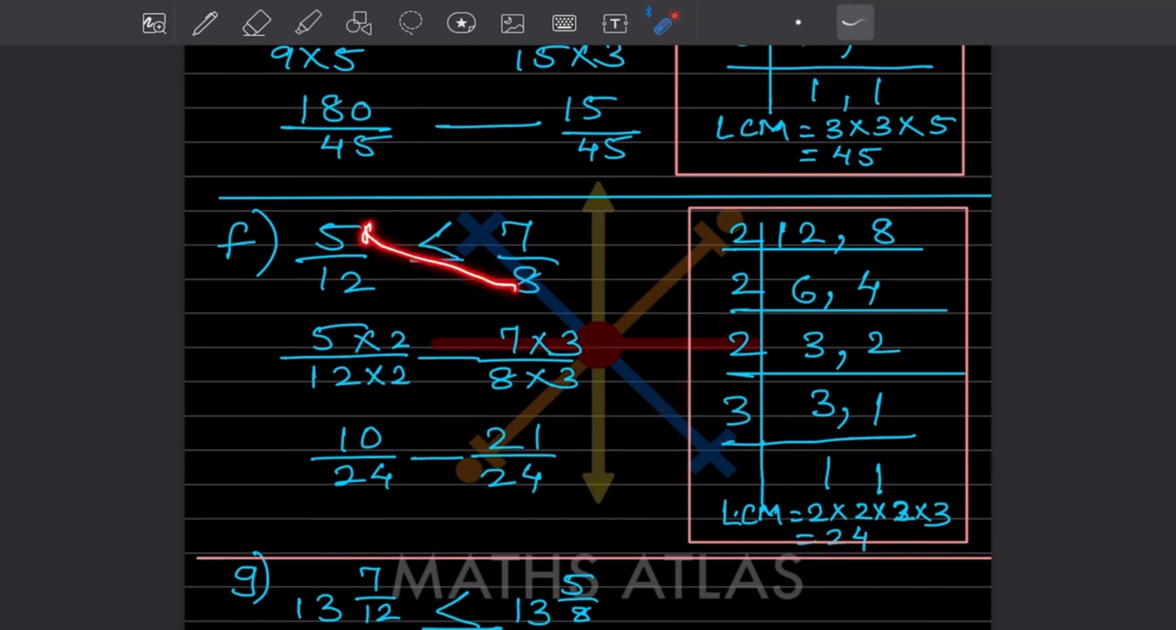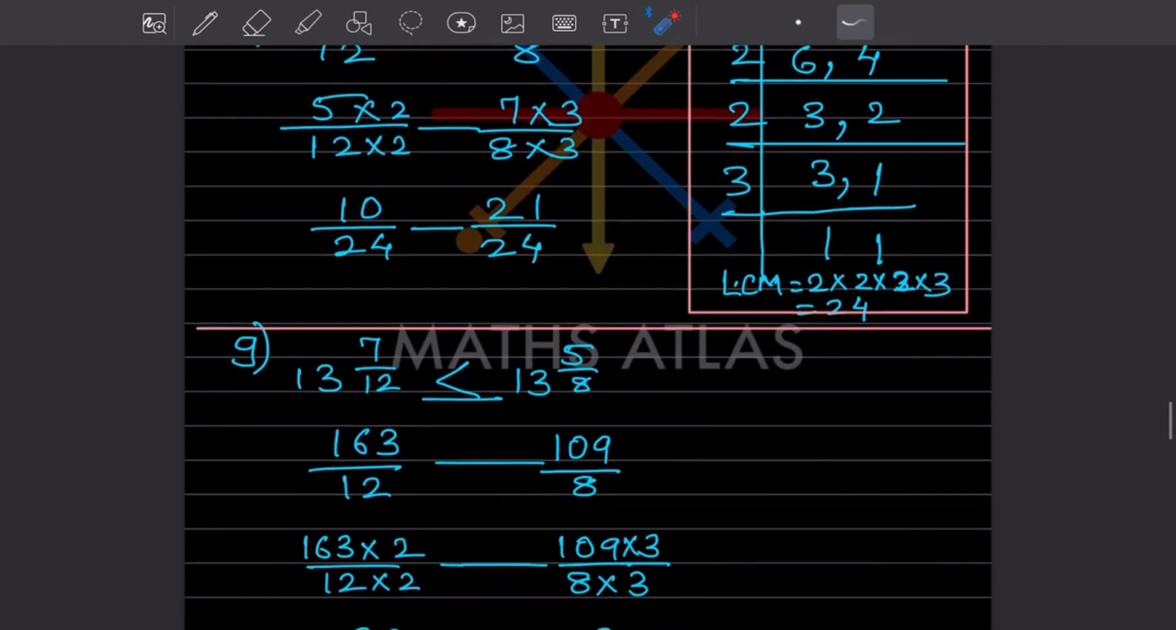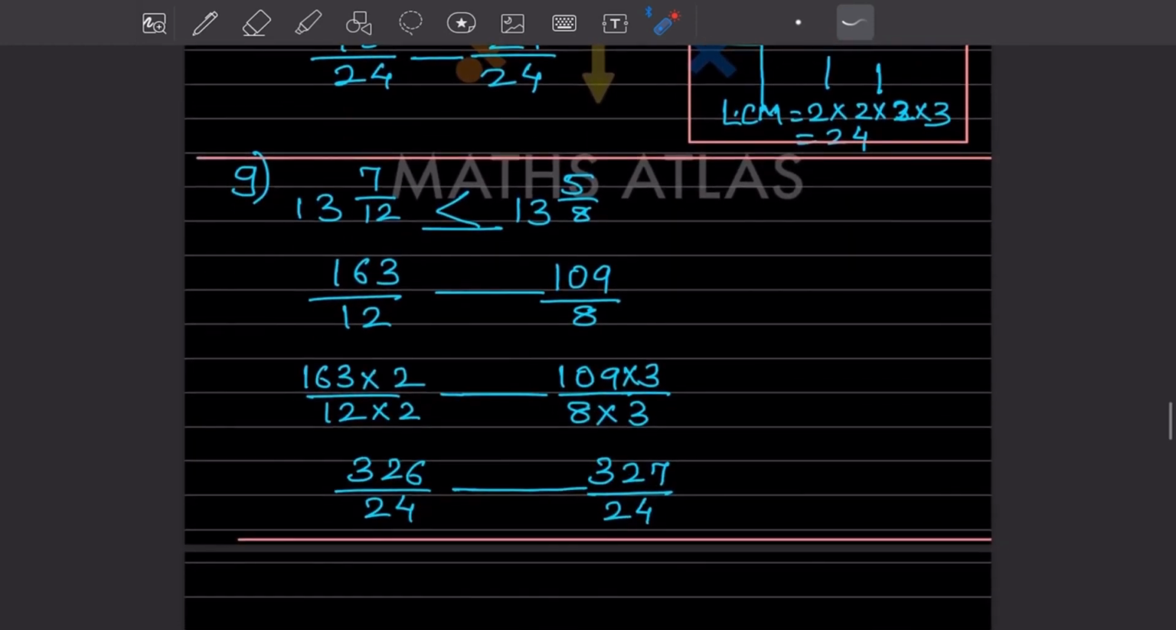Same over here. See here, either you go for this one. If you cross multiply, 8 times 5 is 40, and on the other side it is going to be 12 times 7, 84. So which number is bigger? 84, right? So you are going to open the mouth over here. Can you see here? Or you can do it with the help of the LCM, make the denominator the same.